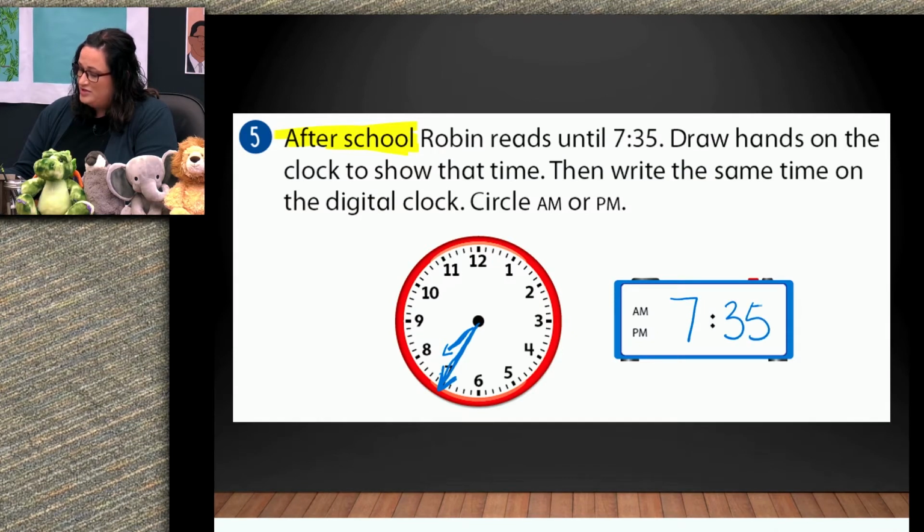7:35. The tricky part with the digital clock, though, is it AM or PM? If Robin's reading until 7:35 after school, PM, because we get home in the afternoon. It's a lot of reading time.